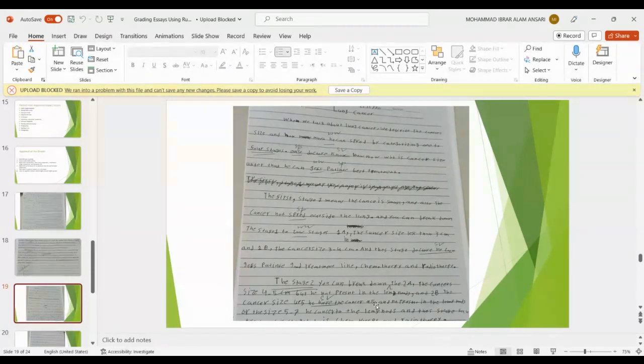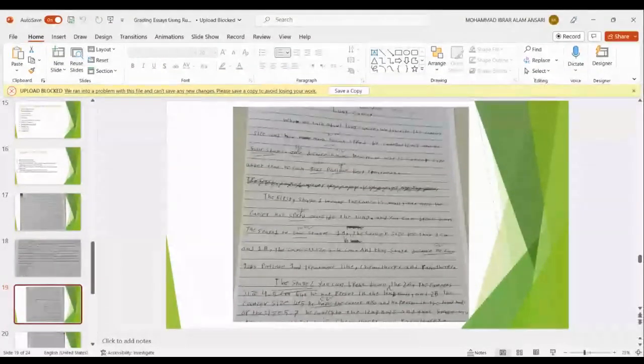So he said the first stage one means the cancer is small and also the cancer not spread outside the lung. And you can break down the stage one to two stages. And the cancer size 3 centimeter. What score would you give here?